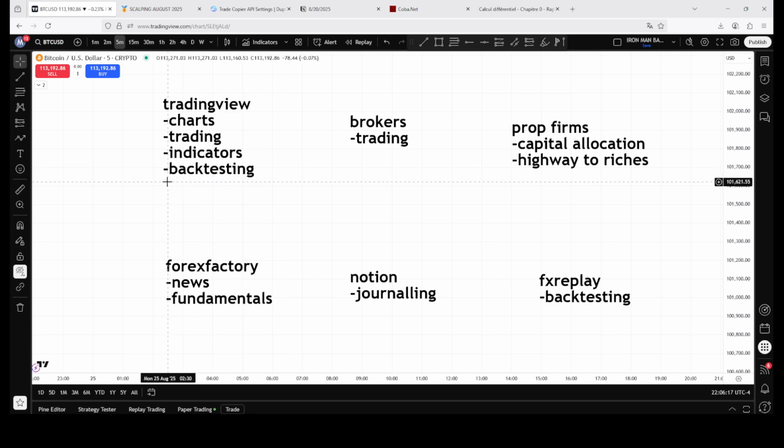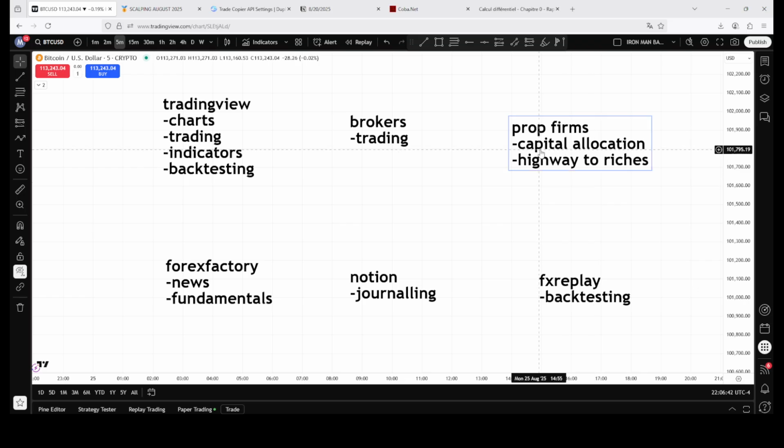And then you have FX Replay for backtesting. TradingView's backtesting is a premium thing. You need to pay, I think, $15 a month to access it. So if you want a free alternative, you have FX Replay, which is a bit less ergonomic, but they're using the same charts as TradingView. So there is that. And then you have the most important, in my opinion, the prop firms.